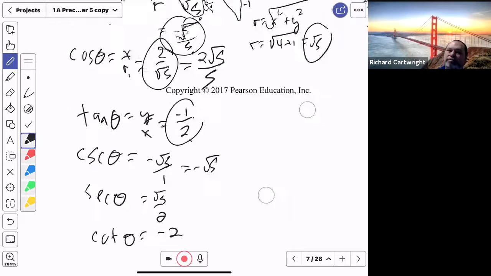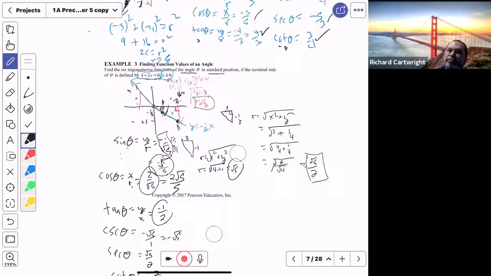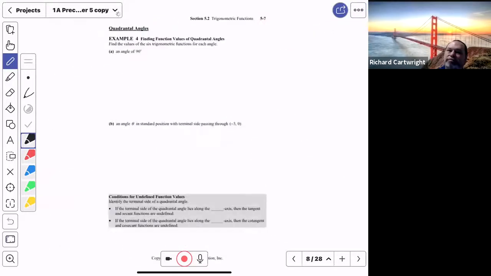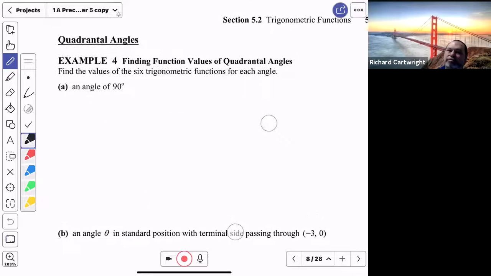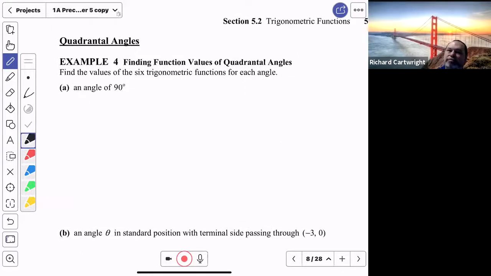All right, is there another problem on this page? Look at that, took all that room. Look at that, it's a lot of work. Finding functional values of quadrantal angles. Oh, this is actually easier.